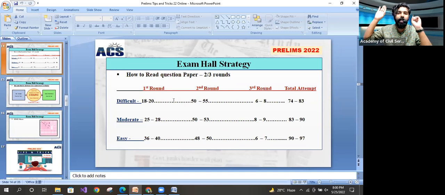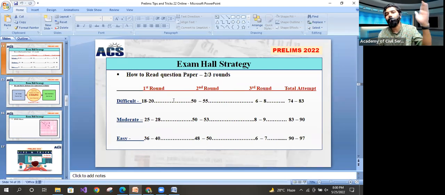Are you able to get an idea how to go through the question paper in the first round? So the first round is the minimum number of attempts, because only a few questions you will be familiar with. With 100% knowledge and concept, you will be able to solve those questions. In the first round, if the paper is very difficult, you can only attempt a maximum of 18 to 20 questions. The first round of the exam will consume around 20 minutes. Within 20 or 25 minutes, you will finish the first round.